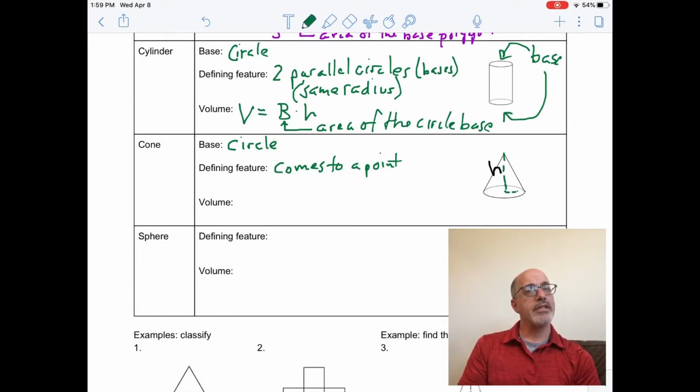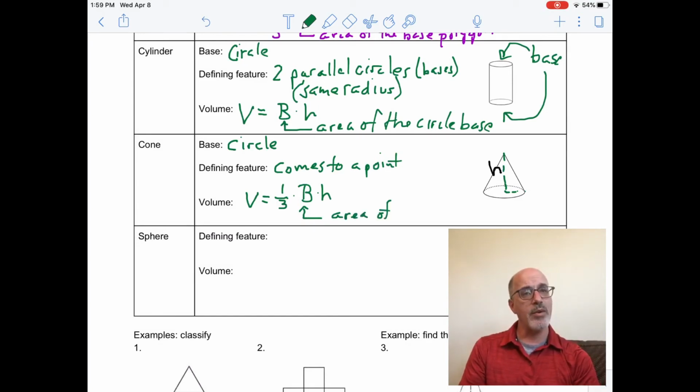So this can be very similar to what we did with the pyramid. If you notice, our volume is going to be 1/3 of the base times the height, which is what we got for the pyramid as well. And that base times height was the formula for a cylinder, so it's 1/3 of that volume, just like we found out when we were talking about the helicopter problem before. So the base is the area of the circle base at the bottom. The height is how tall the cone is. Our volume is 1/3 times the base times the height.